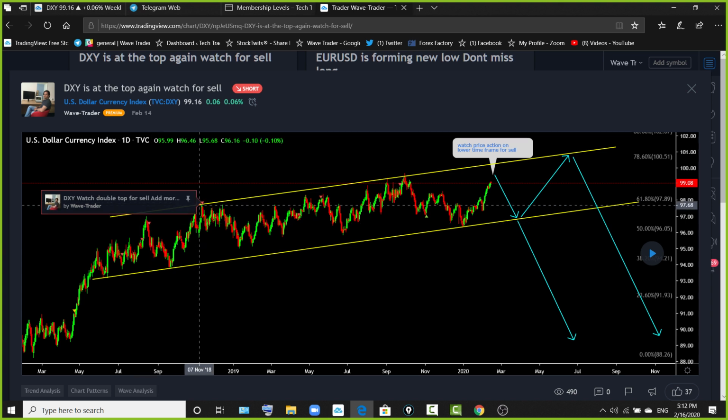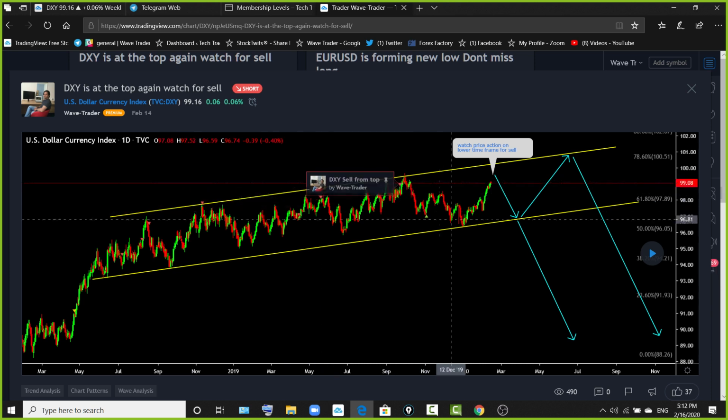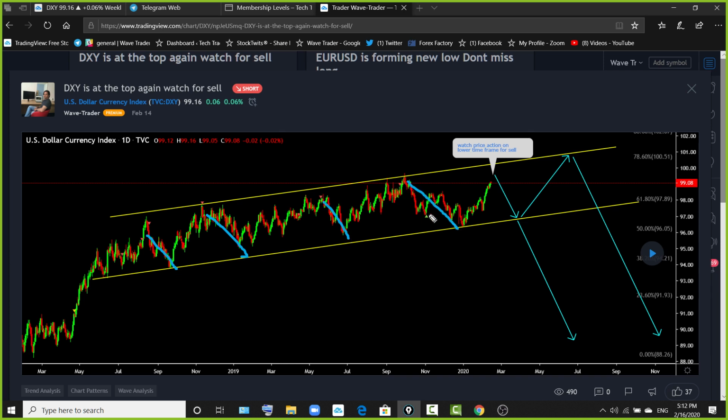We were expecting it to drop. It dropped. Then we were expecting it to go for another up move. So it's back at the top again.